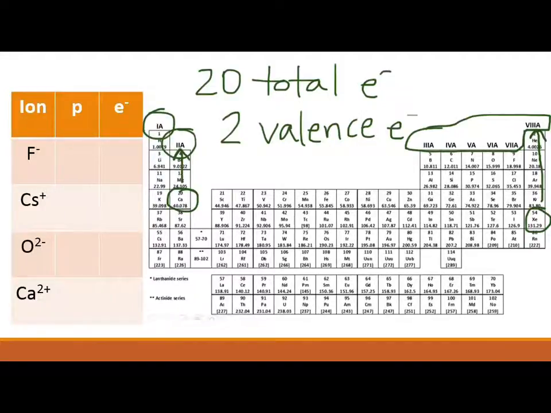Okay, all of the alkali metals will all have 1. Alkaline earth all have 2. Over here we have 3, 4, 5, 6, 7, and 8.